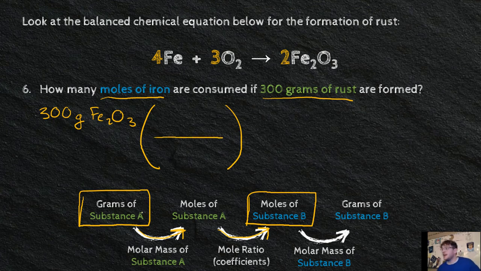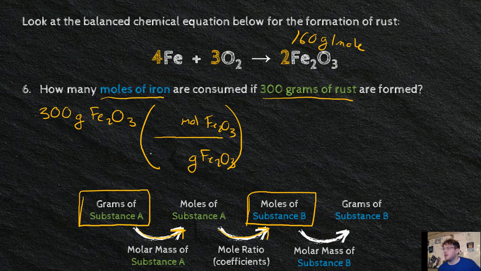Okay, and then we have a conversion here. And what's the first thing I need to do? I need to get these grams of rust to moles of rust. Okay, so I could do the mole ratio conversion. So I need to get grams of rust to moles of rust. How do I do that? The molar mass of rust, which we found to be 160 grams per mole. So what goes where? Well, I need to cancel out my grams. So grams is going to go on the bottom to moles of Fe2O3 up top.